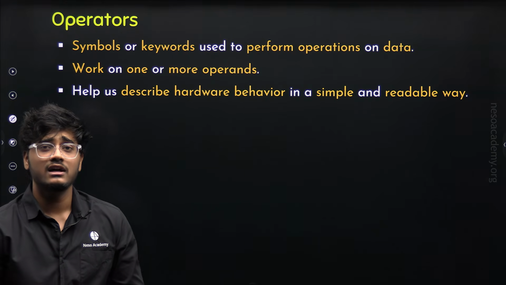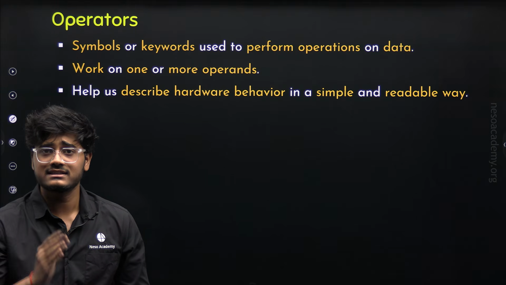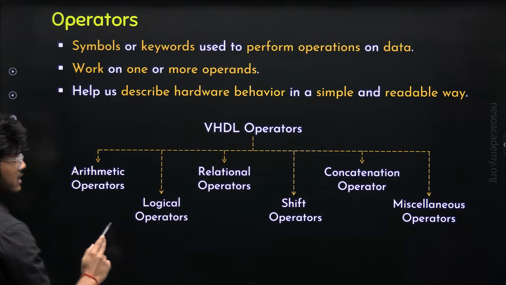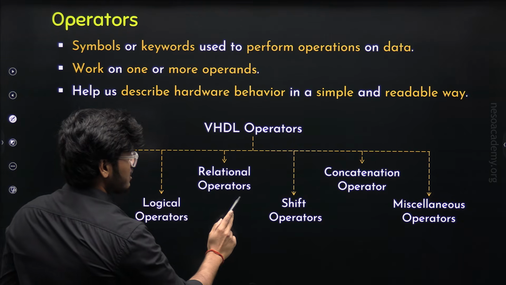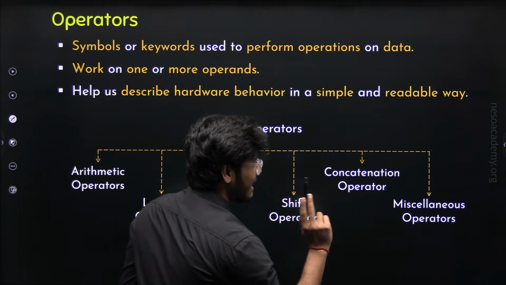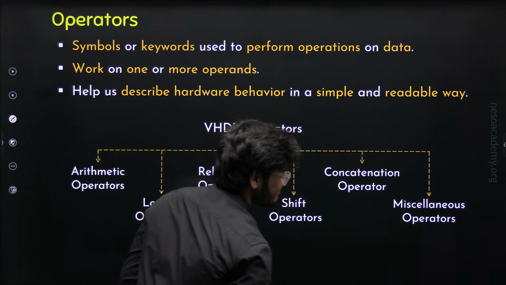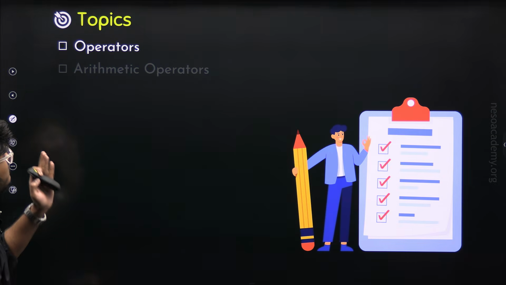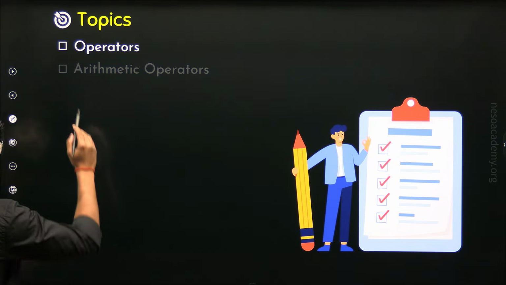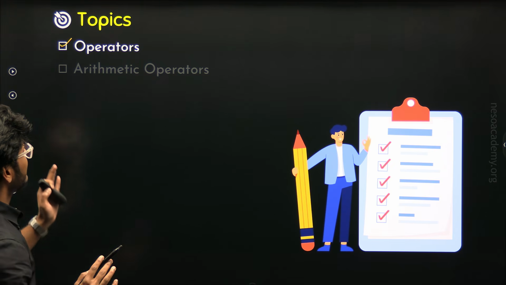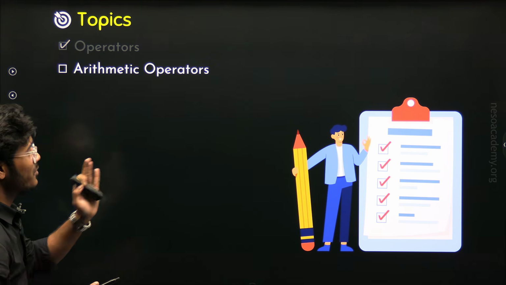And in VHDL, operators are of mainly 6 types. They are arithmetic operators, logical operators, relational operators, shift operators, concatenation operator, and miscellaneous operators. And today we are starting with arithmetic operators. So I hope you understand what are operators, which means we are done with our first topic, operators. Now let's understand second topic, arithmetic operators.